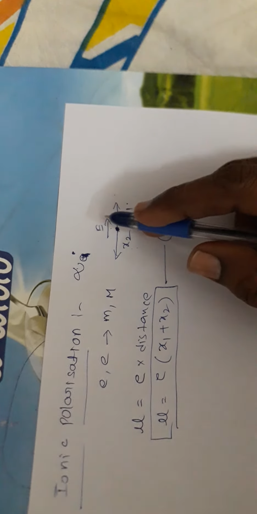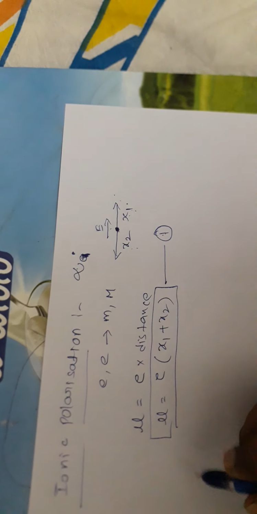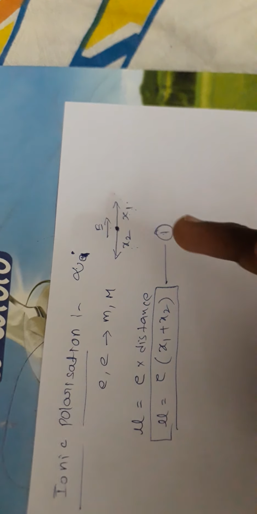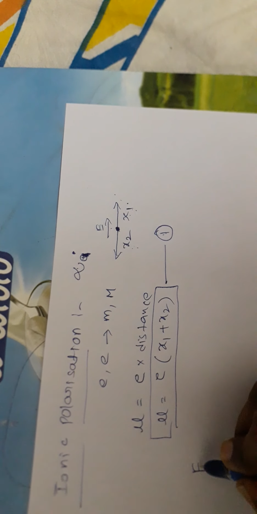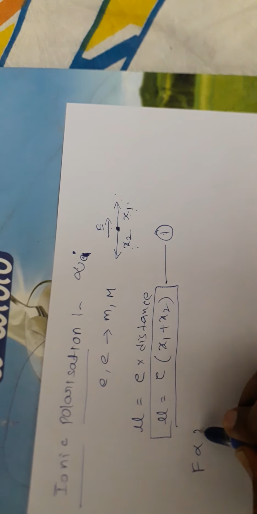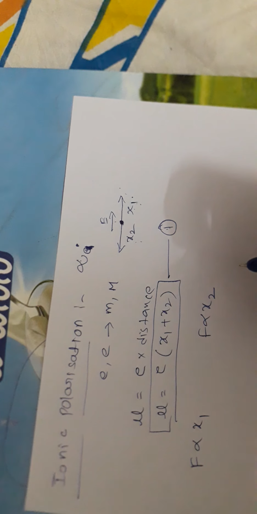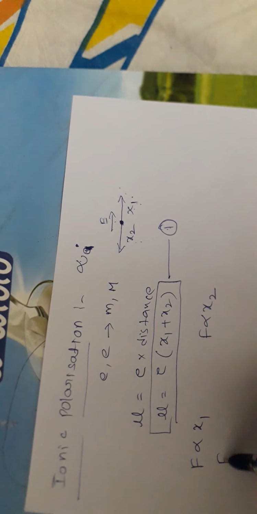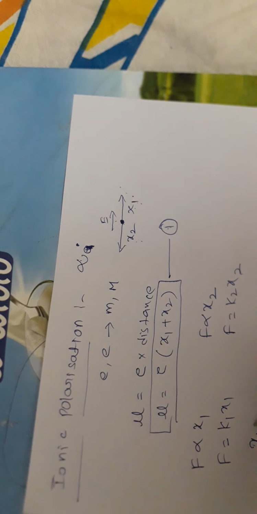Now some force is applied, and due to that force these two ions are separated. When they are separated they try to attract, which means a restoring force acts between the two ions. So the restoring force F is directly proportional to x1 and F is directly proportional to x2. Removing the proportionality, F equals k1 x1 and F equals k2 x2. From these, x1 equals F by k1 and x2 equals F by k2.